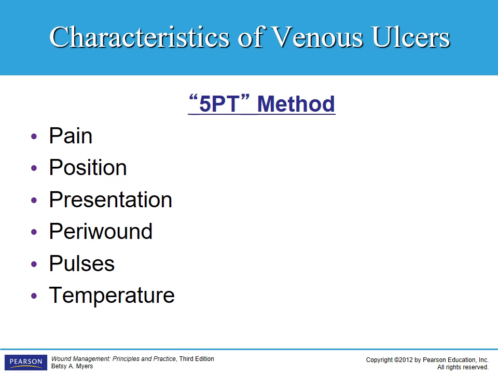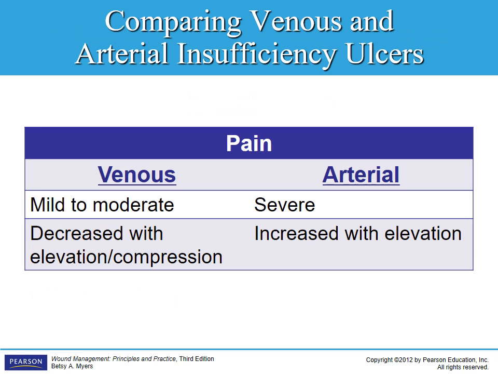So just like we did with the arterial ulcers, with the venous ulcers, we're going to look at pain, position, presentation, peri-wound, pulses, and temperature when we look at the venous ulcer itself. So when you compare a venous and arterial insufficiency ulcer, you want to look at the amount of pain. With an arterial insufficiency ulcer, remember we talked about the amount of pain they would have with movement would be severe. And then it would increase with elevation. With a venous insufficiency ulcer, the pain will be mild to moderate, and it'll be decreased with elevation and compression.